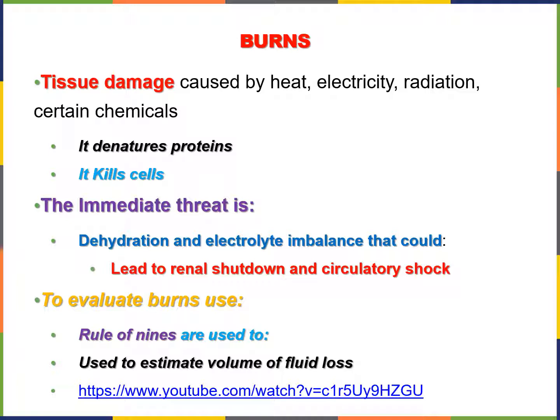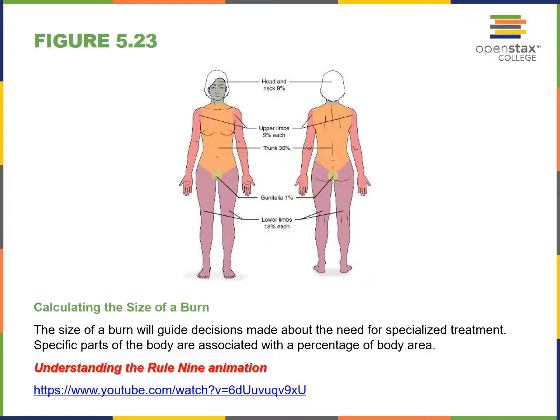To evaluate a burn, we use the rule of 9s to estimate the volume of potential fluid loss. There's a nice YouTube link to go to and learn more about the rule of 9s and burns. Here, then, is calculating the size of the burn from this picture. The amount of area burned is going to guide the type of treatment needed. The first thing is we have to keep water volume and blood volume in the body, because of that dehydration. Here's another YouTube link to understand the rule of 9s.